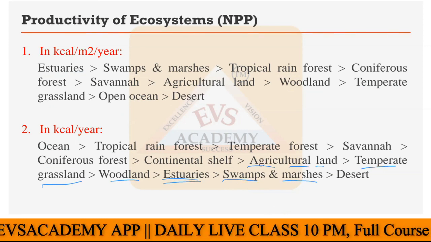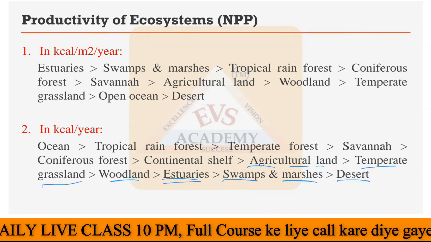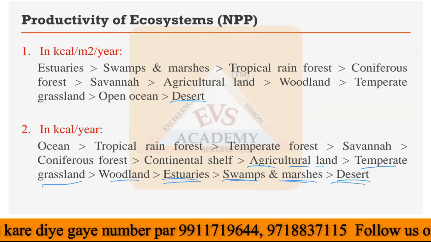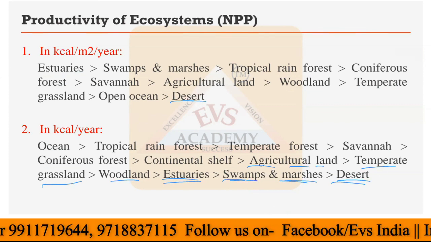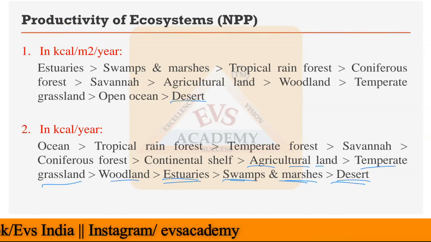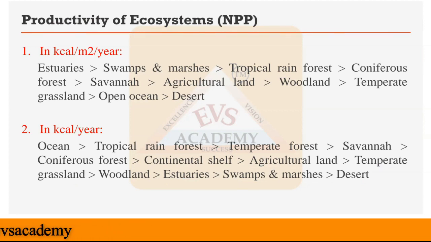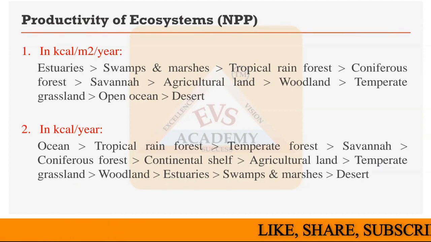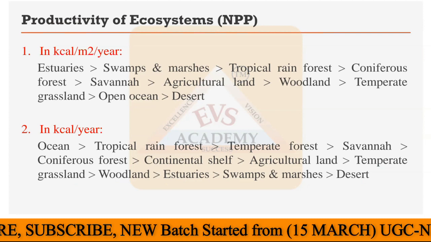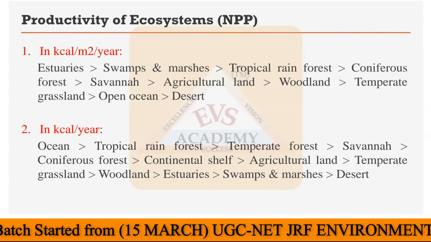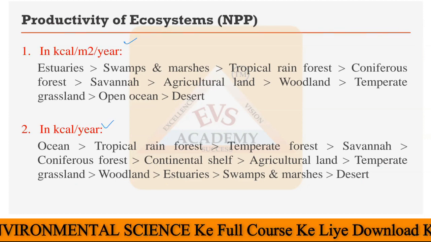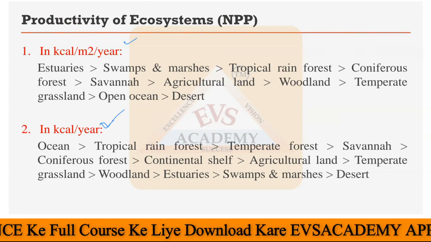Then swamps and marshes, and then the last would be the desert area again. So desert is last in both cases. Swamps and marshes are similarly placed here, because the area of wetland is very low across the globe. So this is all about the productivity of different ecosystems. How can they ask a question from this? The question would be very simple: arrange these ecosystems in terms of net primary productivity, maybe in ascending order, maybe in descending order, and they will provide the unit as well, in kilocalorie per meter square or kilocalorie per year. If the unit is not provided, solve it with kilocalorie per year only.